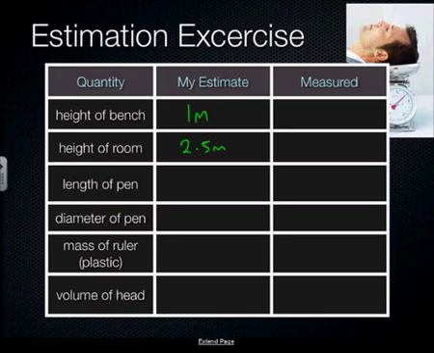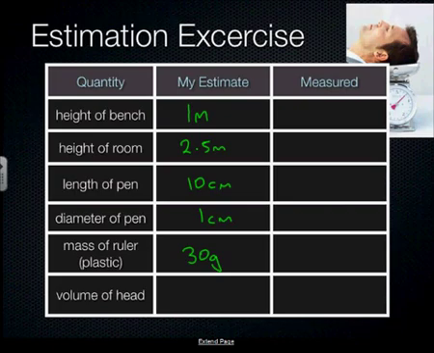Length of a pen, well, this one you need to know your centimeters well, where you're probably going to have your ruler with you, so it's probably going to be quite handy, but usually length of a pen is around about 10 centimeters or so. Diameter of a pen, around about 1 centimeter. You can see here I'm not being too precise, I'm just putting in values that are approximately right. Mass of a ruler, plastic, it's around about 30 grams probably. This is just a guess.